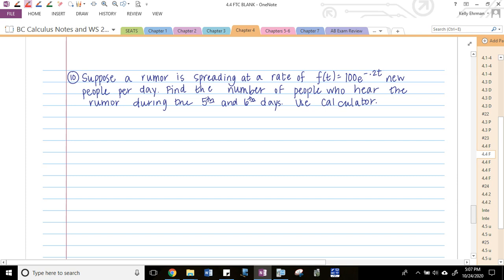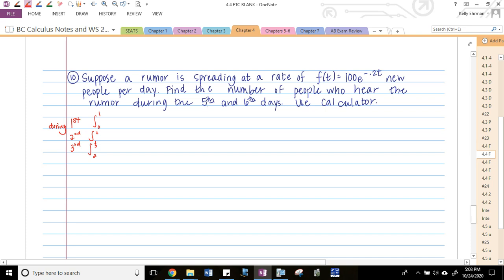Suppose a rumor is spreading at a rate of f of t equals 100 e to the negative 0.2 t, new people per day. Find the number of people who hear the rumor during the 5th and 6th days. So this is always a little bit tricky because you would think it's just the integral from 5 to 6, right? But think about this. During the first day, we've got the integral from 0 to 1. During the second day, it'd be the integral from 1 to 2. Third day, 2 to 3, etc., etc.